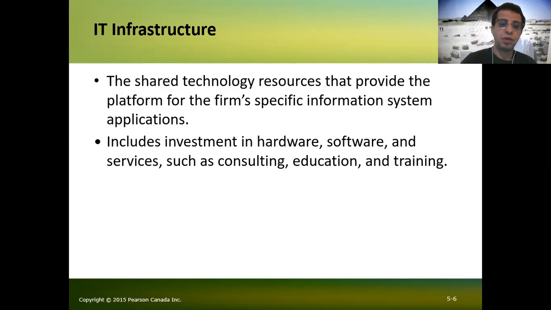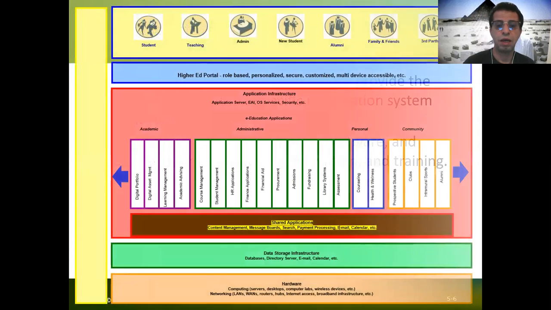So the IT infrastructure is the shared technology resources that provide the platform for the firm's specific information system applications. It includes investment in hardware, software, and services such as consulting, education, and training.